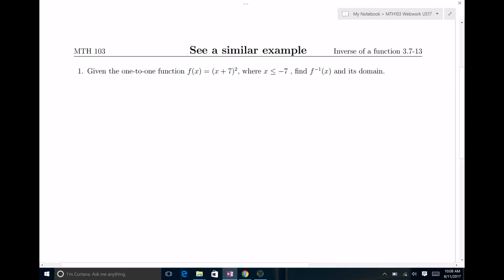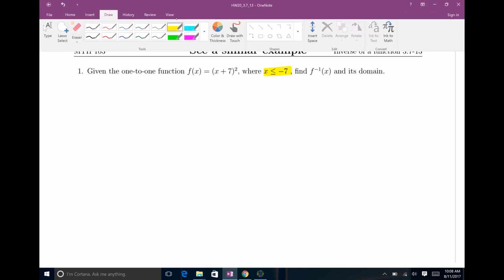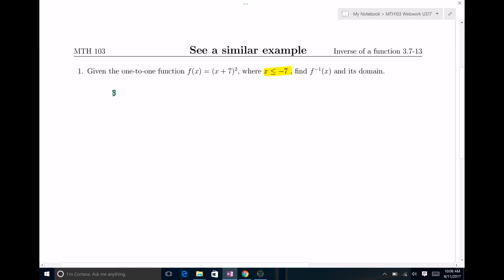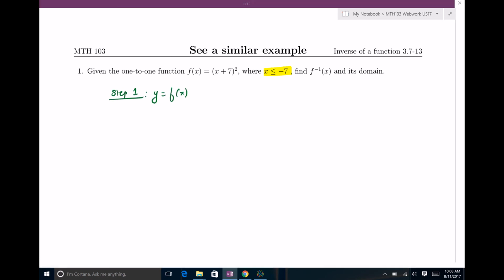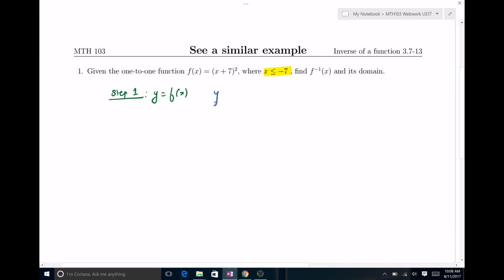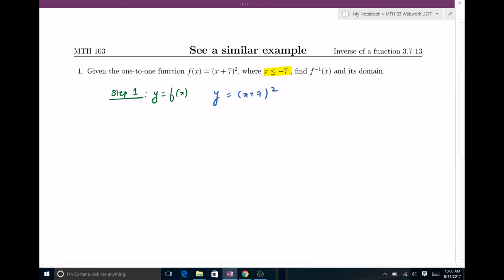Now we need to find f inverse x given this extra condition, x is less than or equal to -7, and you'll see in just a few minutes why that's important. So we start the same way as we usually find the inverse. Step 1 is to write the equation as y equals f of x. So I'm going to start with rewriting this as y equals x plus 7 the whole squared.